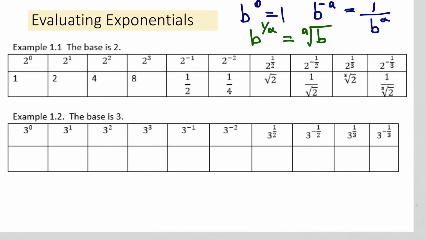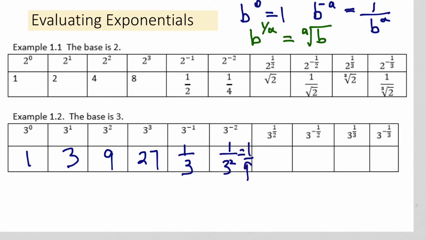All right, so let's try this one here. 3 to the 0 is 1. 3 to the 1 is 3. 3 squared is 3 times 3, which is 9. 3 cubed is 3 times 3 times 3, which is 9 times 3, which is 27. 3 to the negative 1 means bring 3 to the first power into the denominator. 3 to the negative 2 means bring 3 squared into the denominator, which is 9.